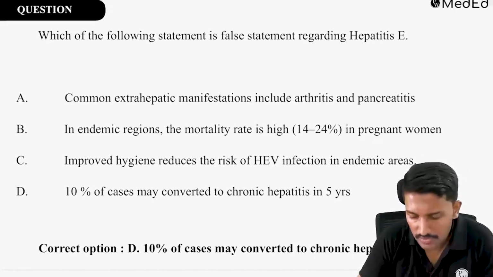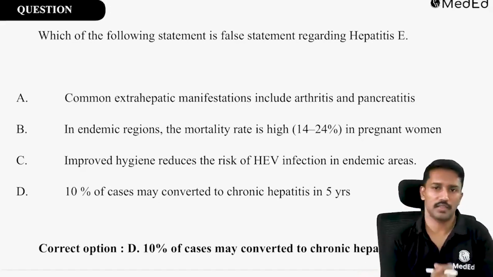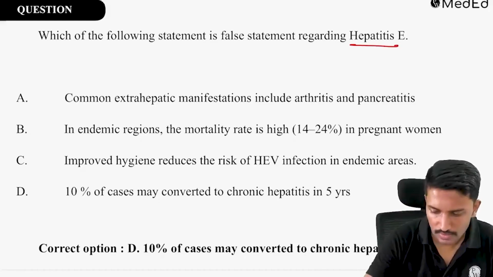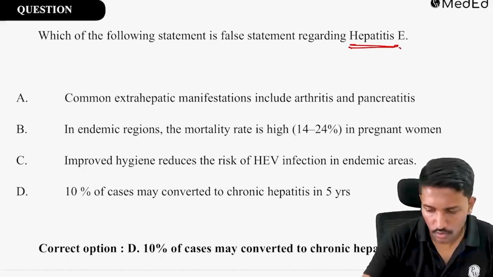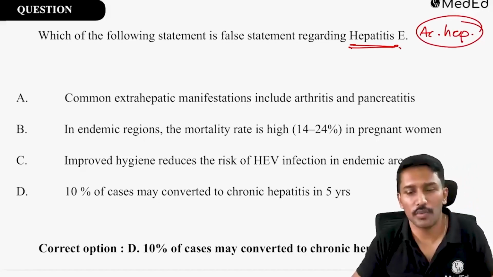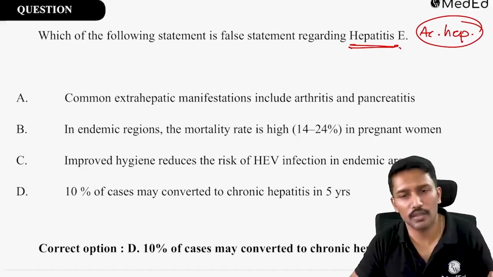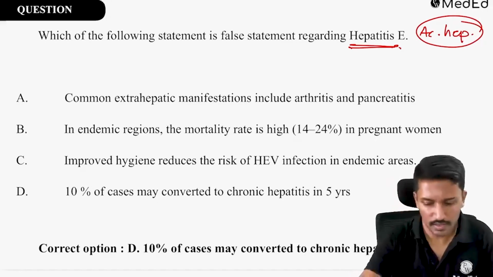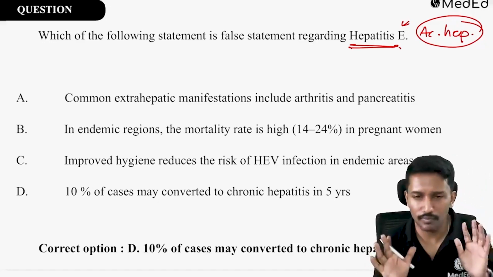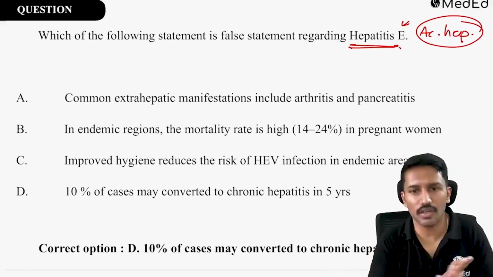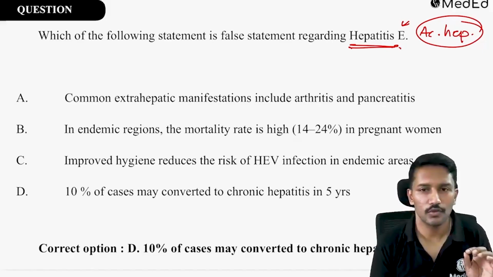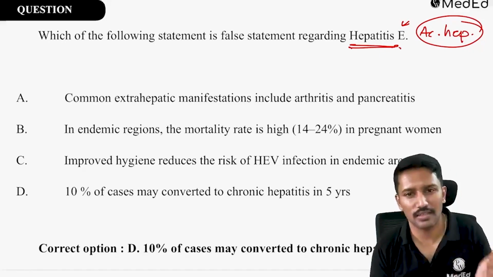Common extrahepatic manifestations include arthritis and pancreatitis. Hepatitis E is a known cause of acute hepatitis, right? It is generally not known to cause chronic hepatitis unless someone is in an immunocompromised state. It is the typical example of acute hepatitis. Hepatitis A and E, only acute, rarely ever chronic. B and C, chronicity possible. In terms of the risk of chronicity, C carries a higher risk than B.